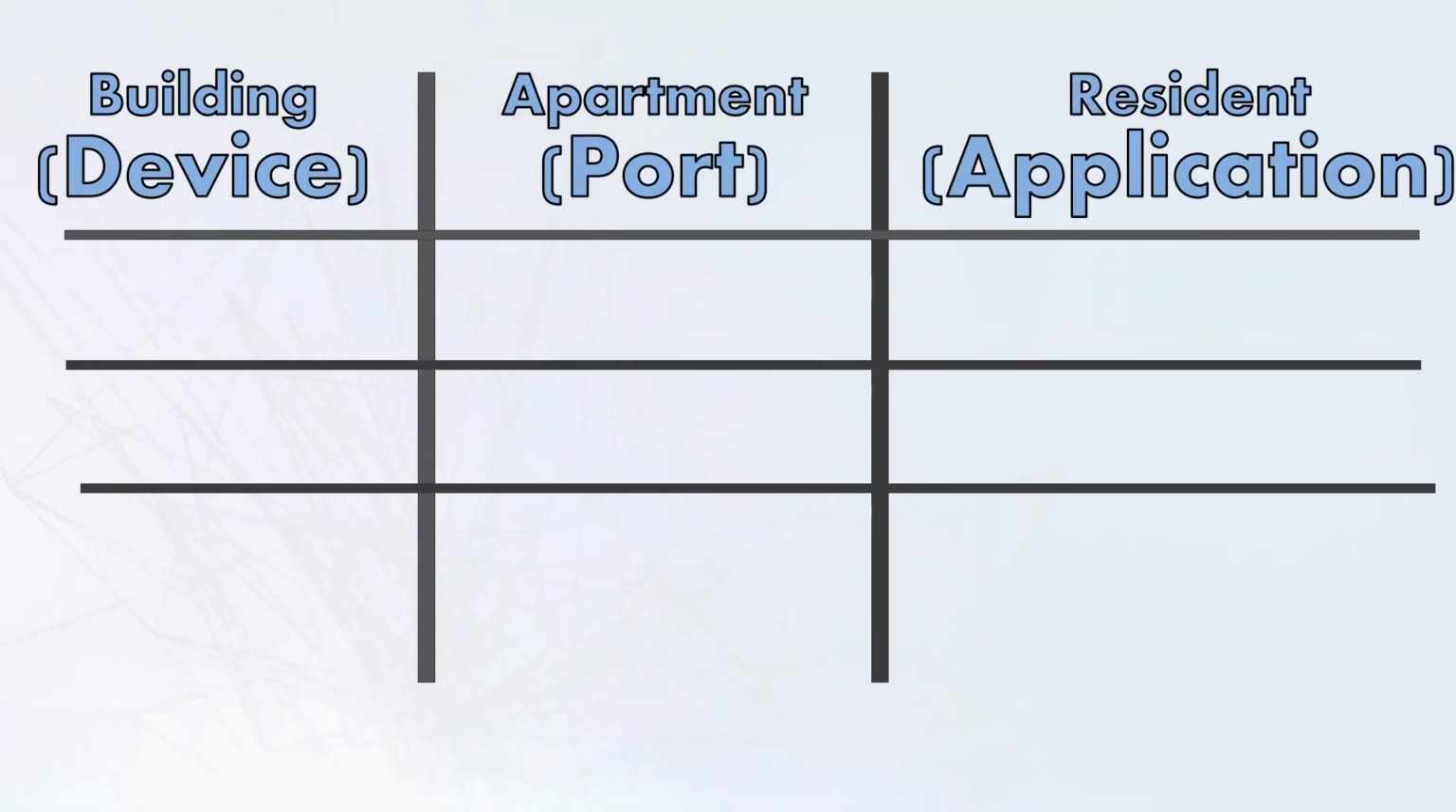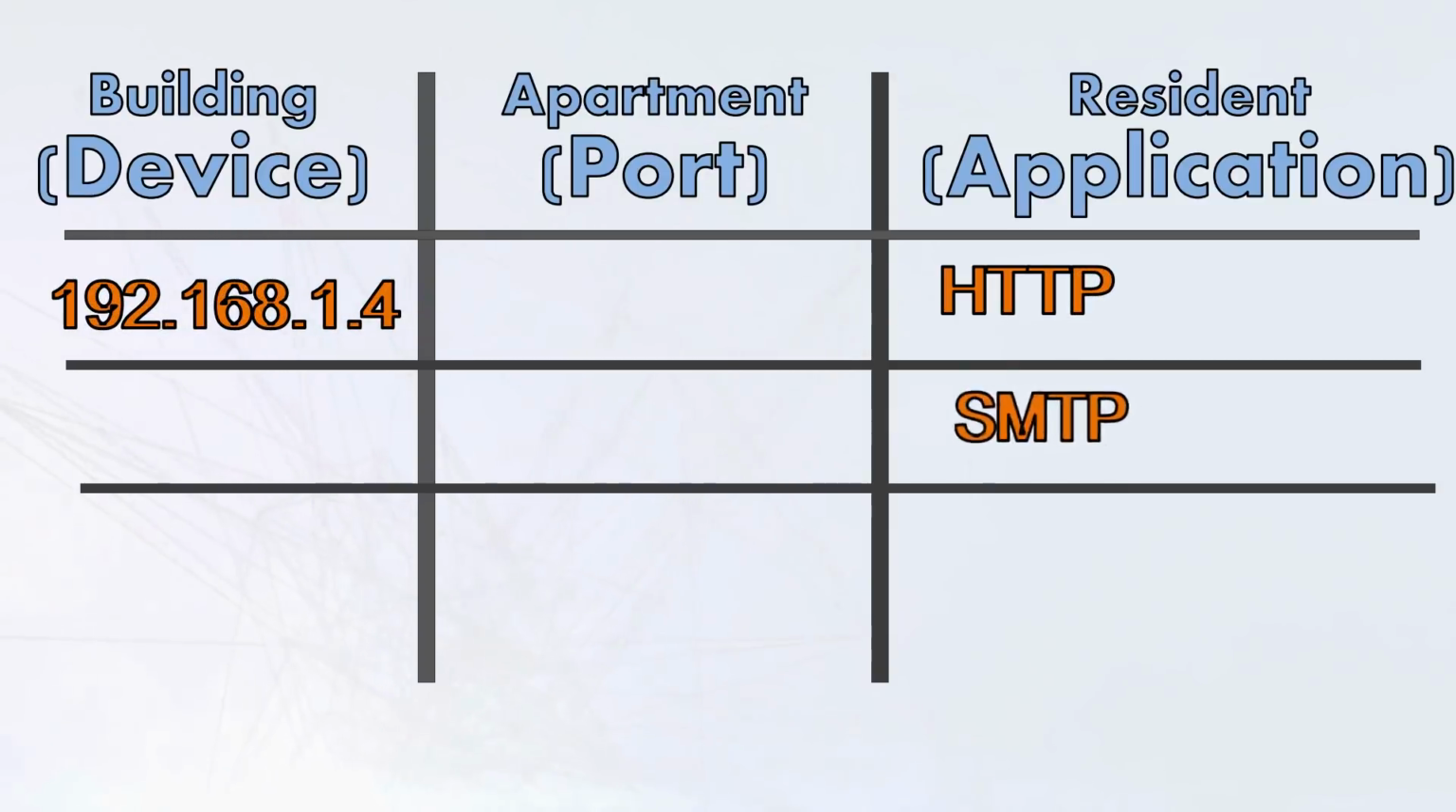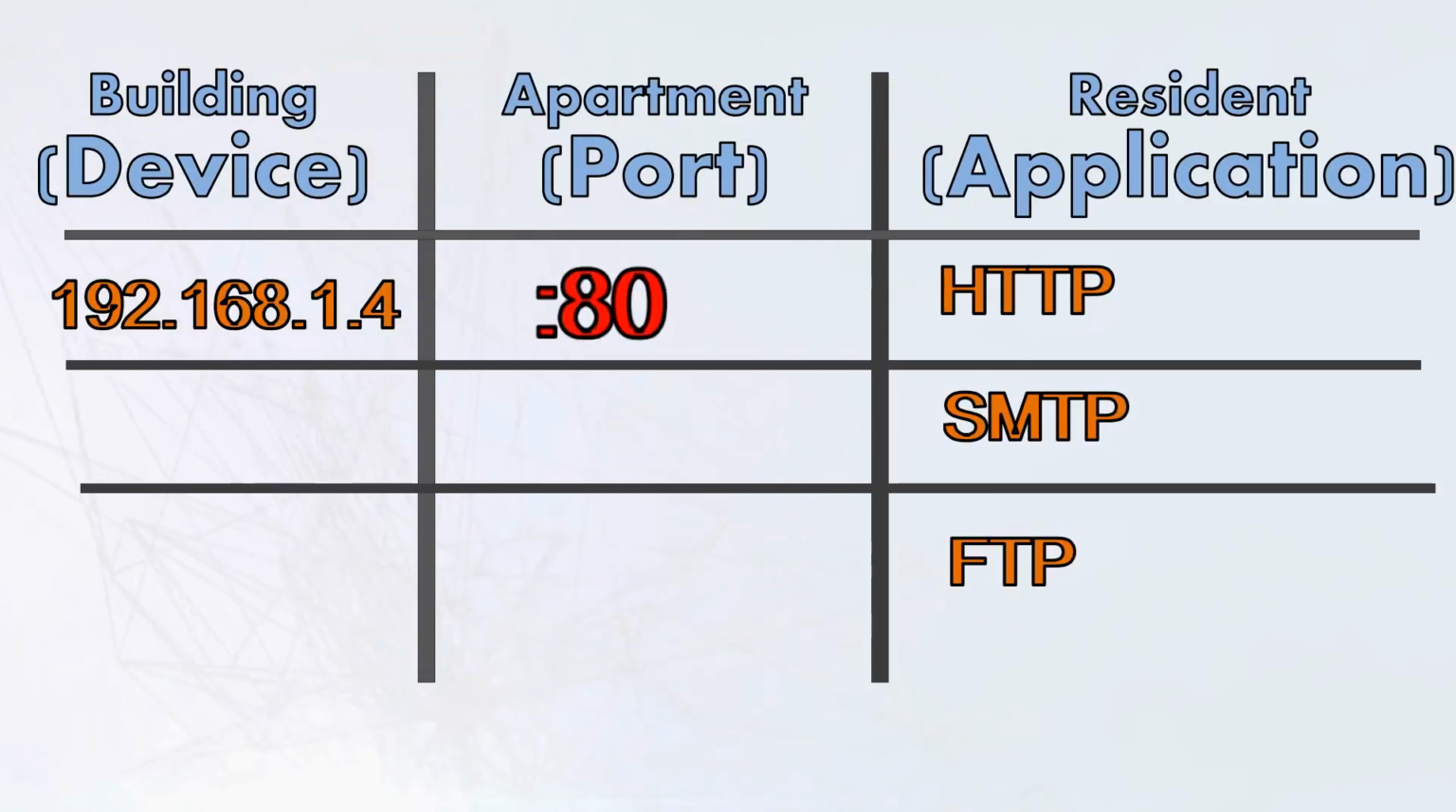Easy, right? No? Okay, here it is one more time. You have the building, the apartment, and the resident. A package coming from the outside needs the address of the building, but seeing that there are multiple residents residing in the building, the package also needs an apartment number. Get it now? Okay, let's move on.